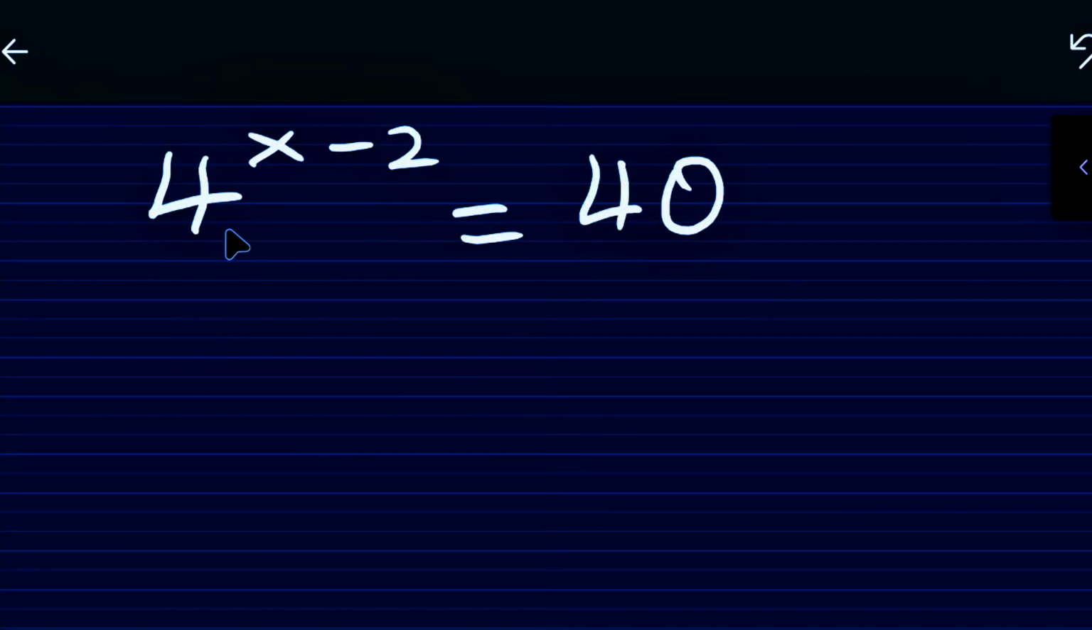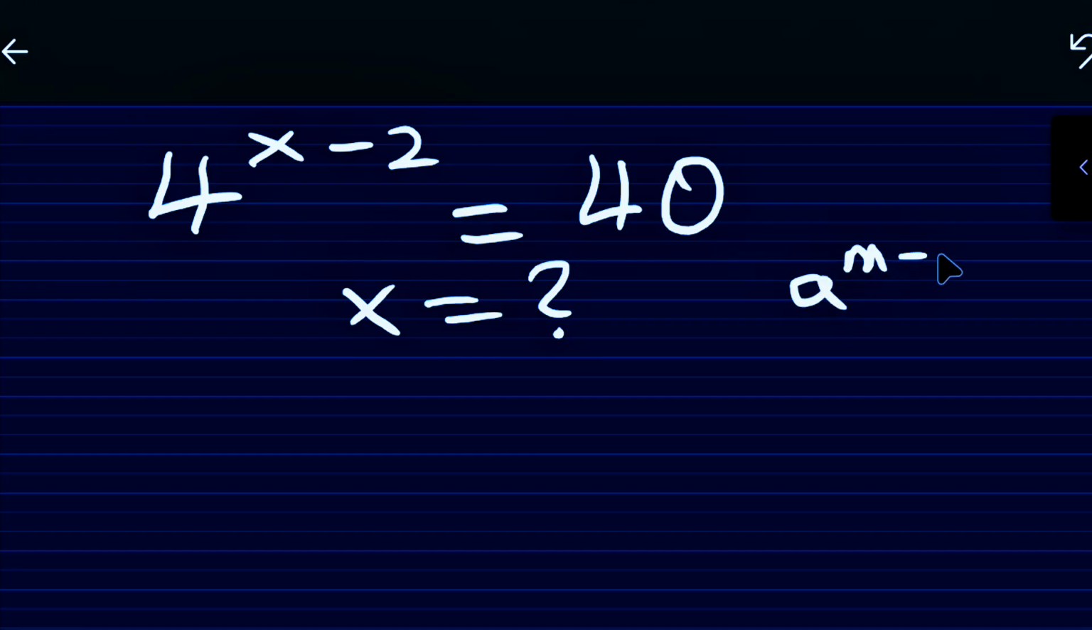We have a very complex math Olympiad here, and we're expected to find the value of x that will satisfy this given math Olympiad. We are given 4^(x-2) = 40. For us to solve this, we are going to apply this exponential rule: a^(m-n) = a^m divided by a^n.